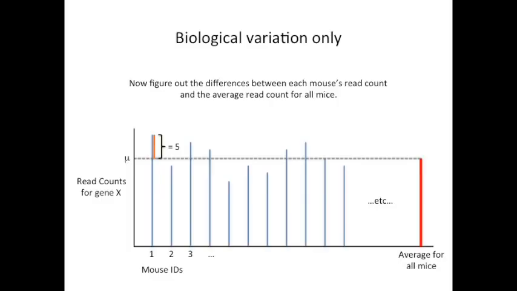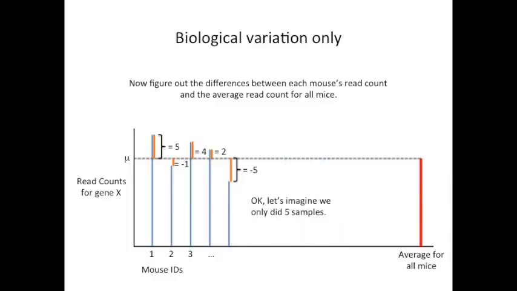In this example, mouse number 1 has 5 more reads than the average read count. And mouse number 2 has 1 less read than the average. And mouse number 3 has 4 more reads than the average. Mouse number 4 has 2 more reads than the average. Mouse number 5 has 5 fewer reads than the average.